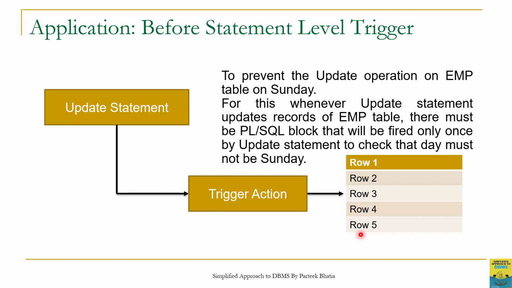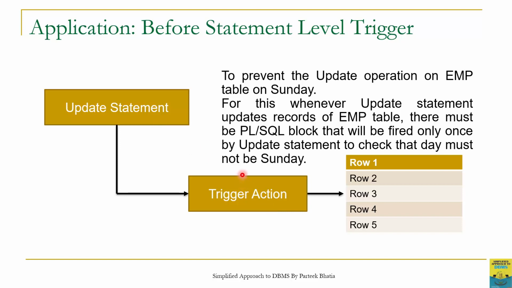Let's suppose this update statement is updating 5 rows of employee table. We wish to prevent any update operation on employee table on Sunday. For this, a trigger action will be performed before executing any update operation on these rows. So that's why we have a before type of trigger. This trigger will be fired only once for each update statement on employee table. This trigger will check the system day.